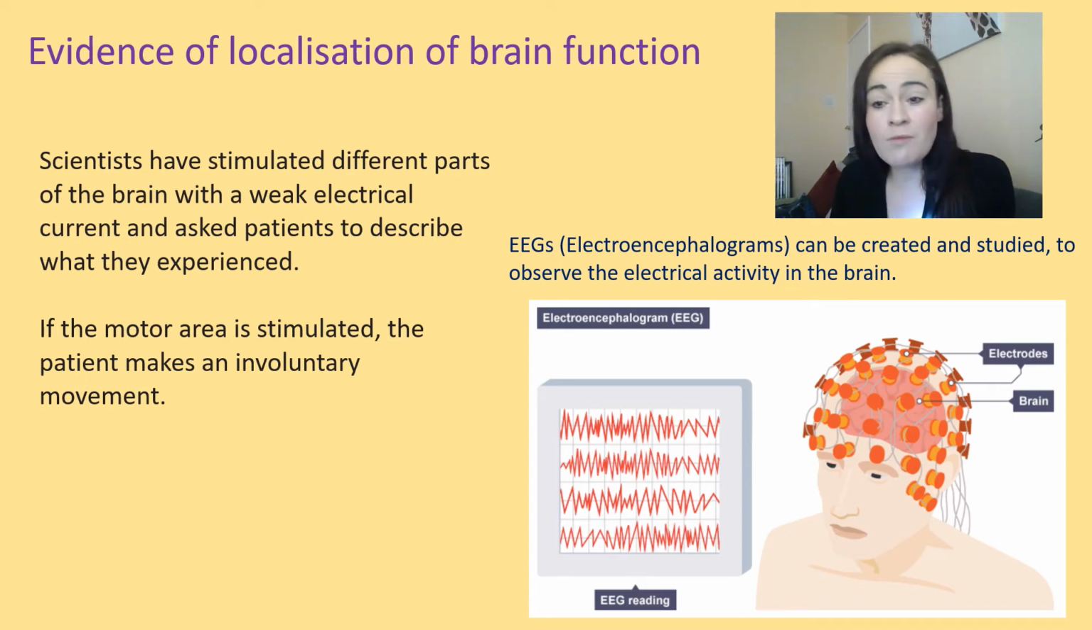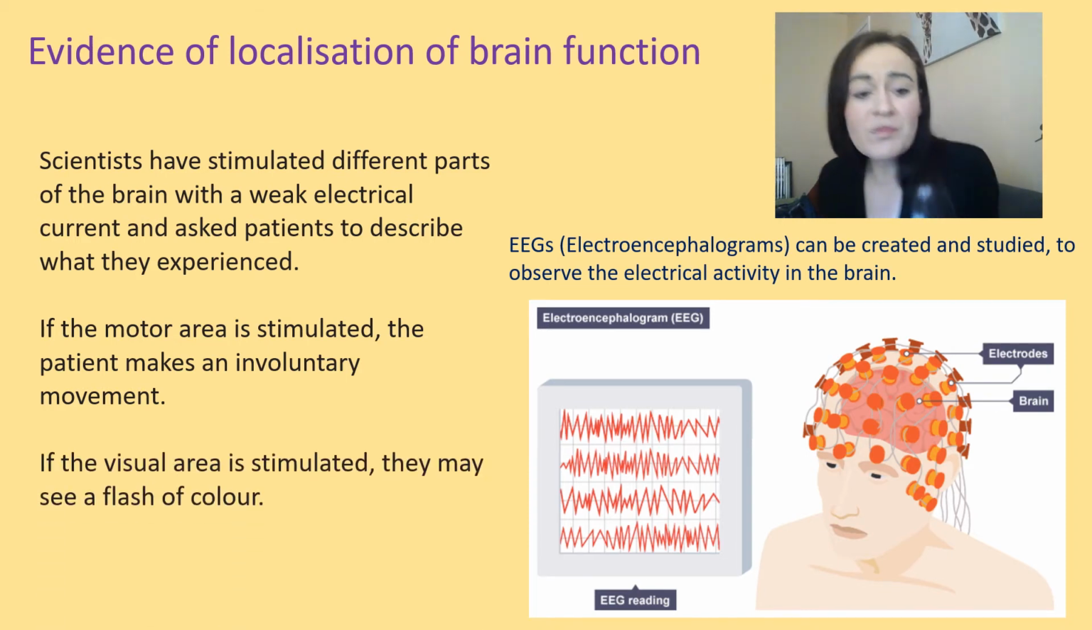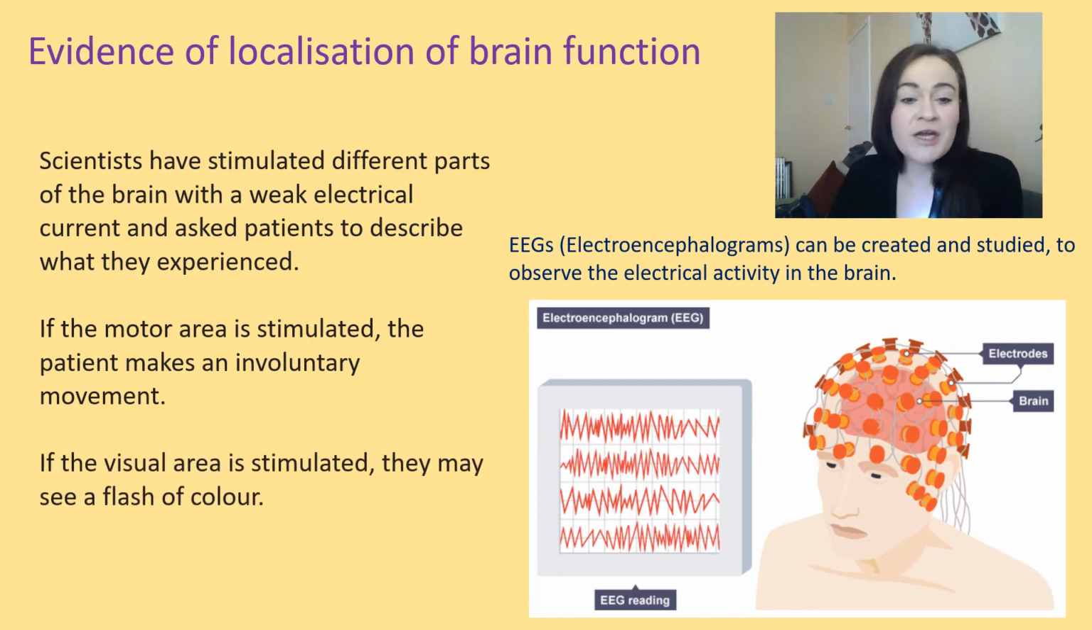For example, if the motor area of the brain is stimulated, the patient will actually make involuntary movements. So he or she will start moving without even realizing it or meaning to. The other bit is, if the visual area of the brain is stimulated, the patient might describe seeing a flash of color or something like that.